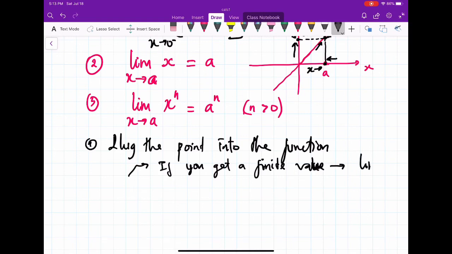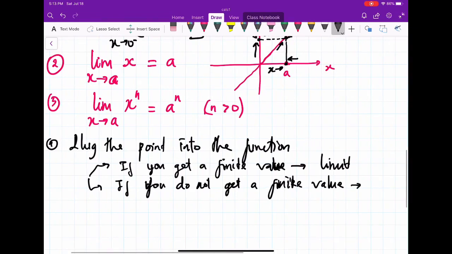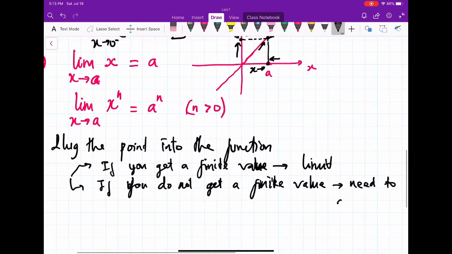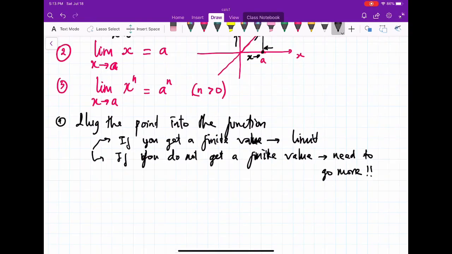So this is your limit, okay? But if you get something strange, right? Do not get a finite number. So you need to do more in order to find the limit. That's it. That is my first principle when you need to find limits. Okay? Just plug the point into the function.